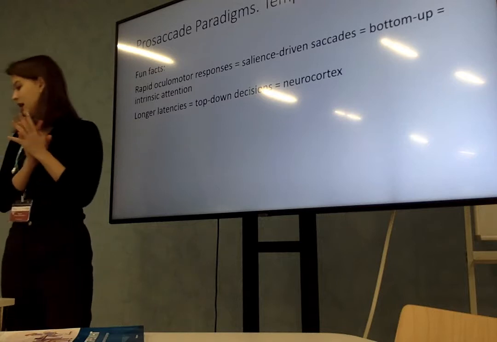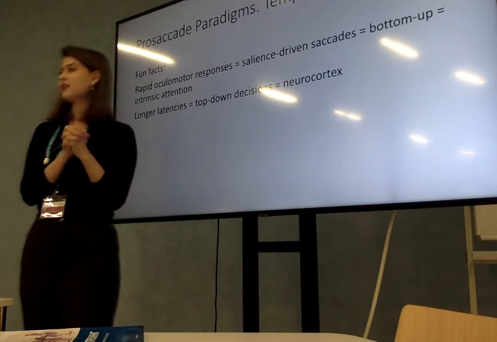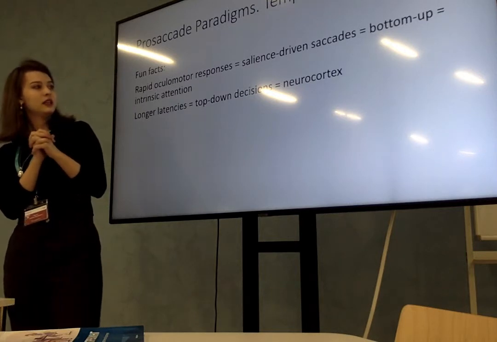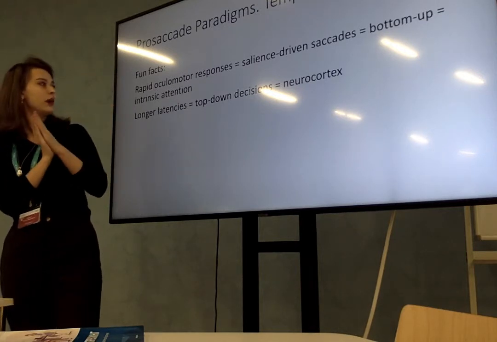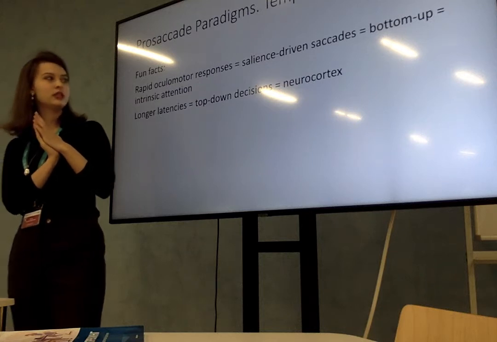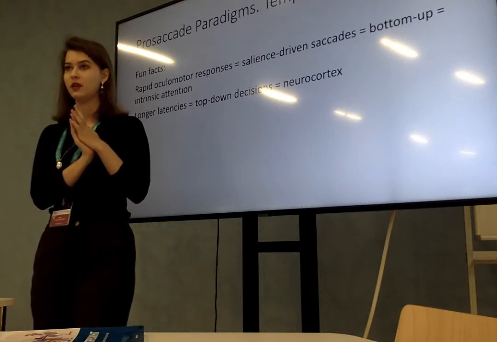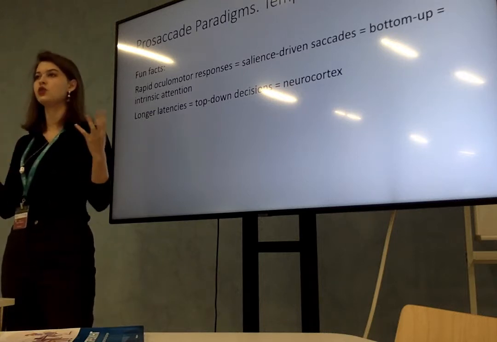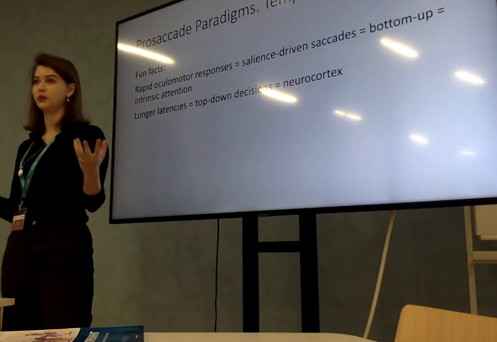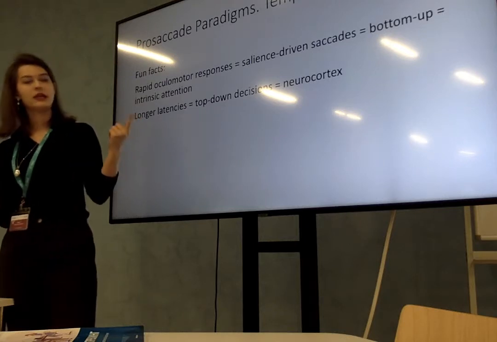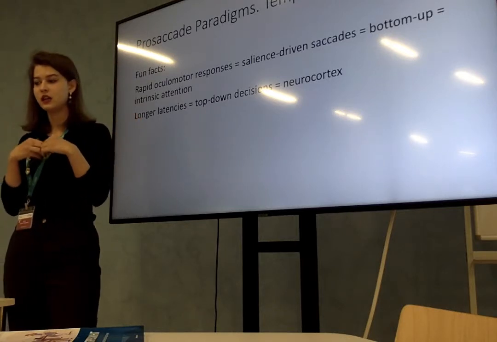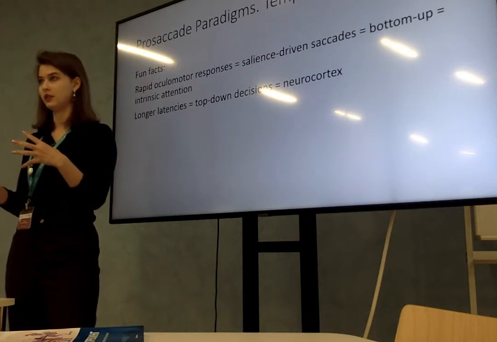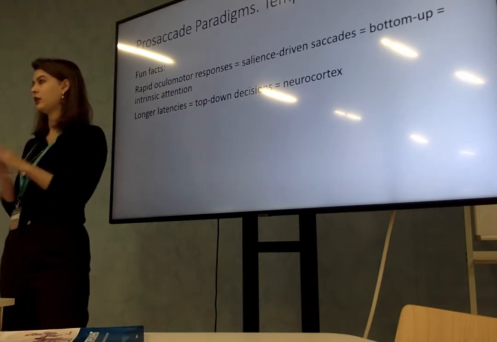Okay. Fun facts about this type of overlap. Basically, these ones are called rapid oculomotor responses or salience-driven saccades, or bottom-up saccades. It's essential for us to understand two terms, bottom-up and top-down. Bottom is, in this case, our inner attention. We don't control it. It's very primitive attention, like, whoa, what is there? I have to have a look at it.